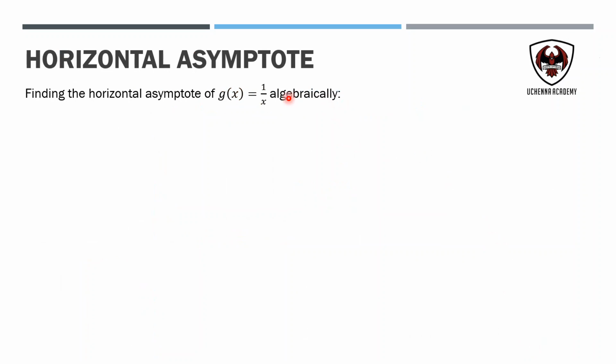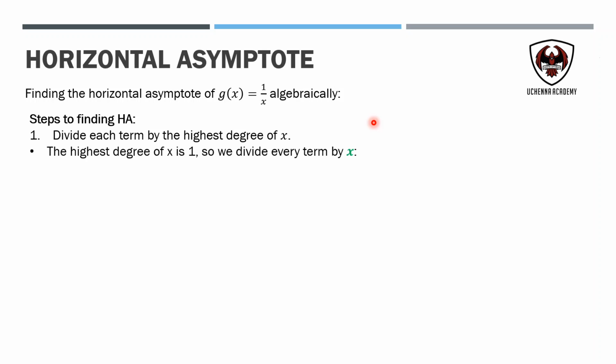So if I have this function here, 1 over x, and I want to find the horizontal asymptote based on the steps I just talked about, first thing will be to divide each term by the highest degree of x. So the highest degree of x is 1, so that means that we're going to divide by x to the exponent 1. The highest degree of x is x to the exponent 1, so everything gets divided by x.